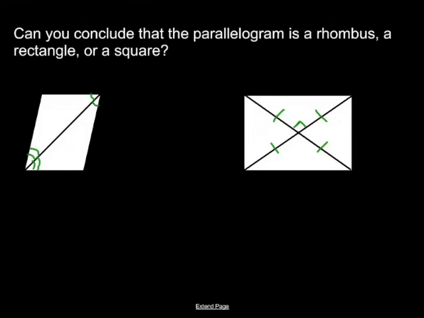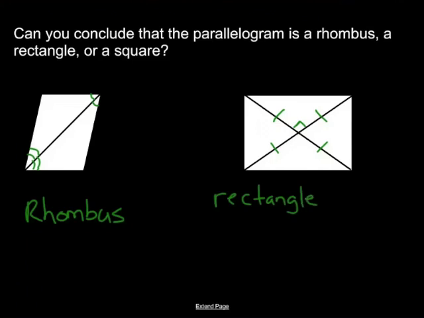Well, in this first picture, we can see that the diagonals bisect 2 angles. So by the angle bisector theorem that we just learned, we know that this has to be a rhombus. In the second picture, we can see that the diagonals are congruent. So by the parallelogram congruent diagonals theorem, this parallelogram has to be a rectangle.